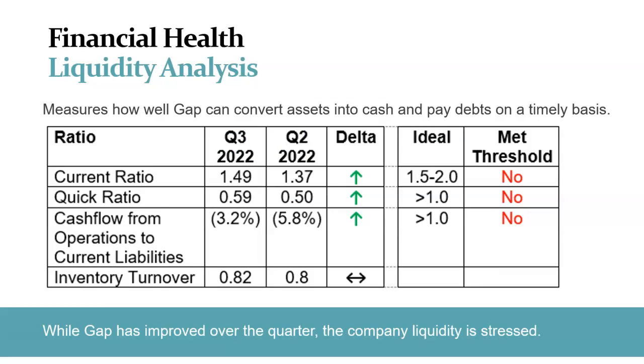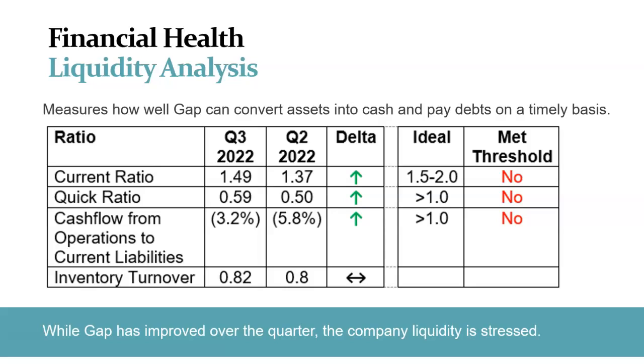In order to evaluate financial health, analysis was performed to look at GAP's liquidity, solvency, and profitability. The liquidity analysis was performed to understand how well a company can convert assets into cash and pay debts on a timely basis. I evaluated 4 ratios in order to gauge liquidity, which were the current ratio, quick ratio, cash flow from operations to current liabilities ratio, and inventory turnover ratio.